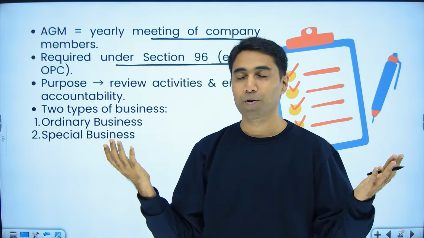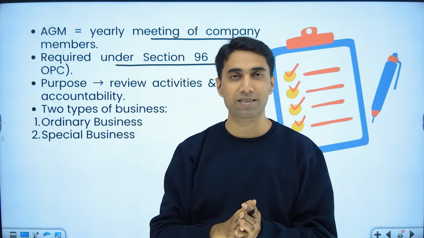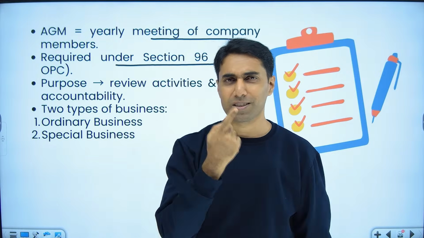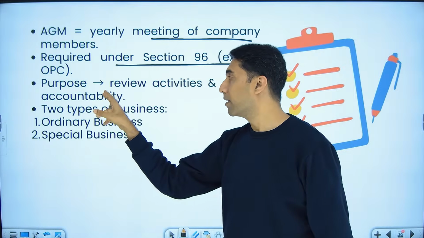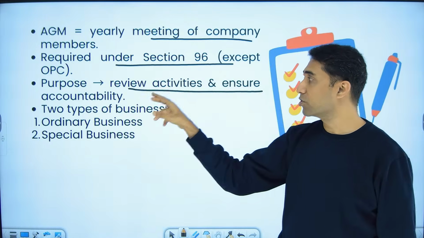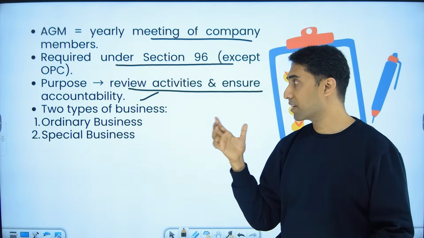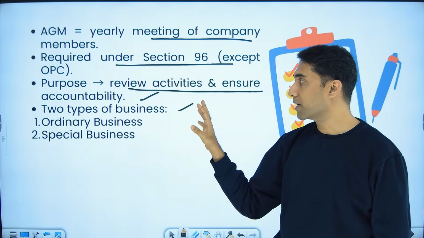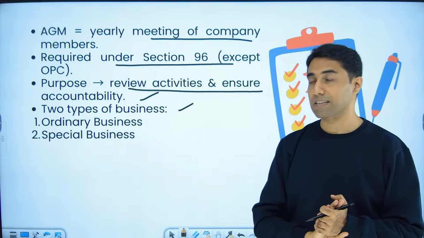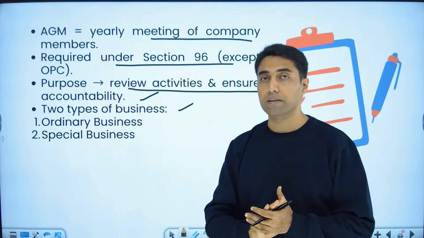Second, it is required under section 96, but in a one-person company, because there is only one person, whom will they meet? So there is no annual physical meeting, because there is only one person. Okay. You review the activities and ensure accountability of the company every single year. Like, what are the activities? I'll tell you.